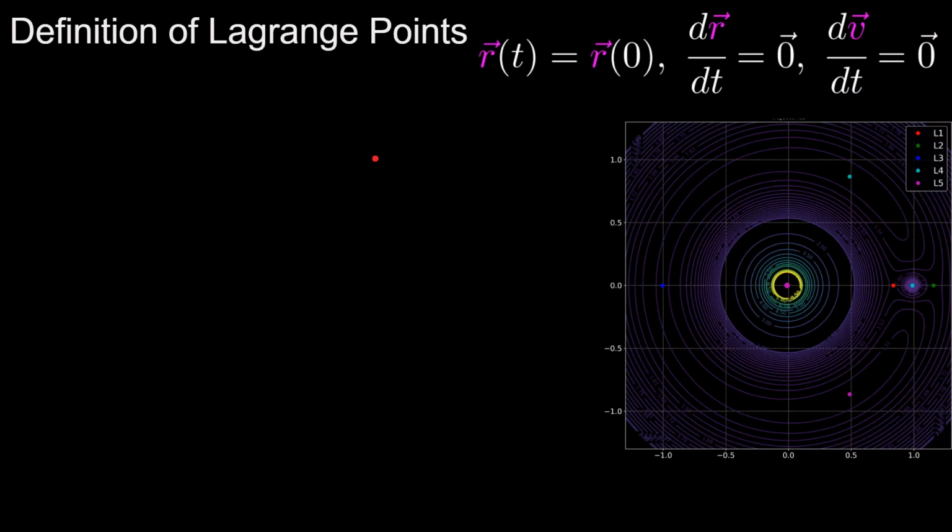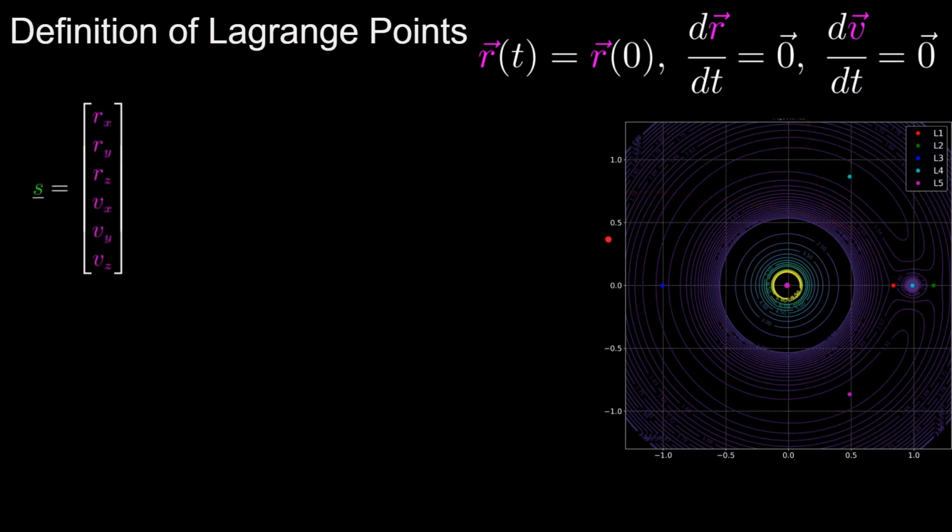We'll start with a definition of Lagrange points, which are special points in the CR3BP rotating reference frame that if a massless object is placed at those points with zero velocity, it will remain stationary with respect to the rotating frame. So in vector equation terms, this means that the position vector for all time is constant and equal to its initial value. Therefore, its first and second derivatives must also be equal to 0 at all times.